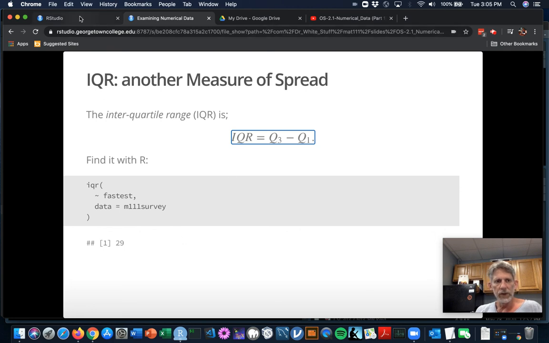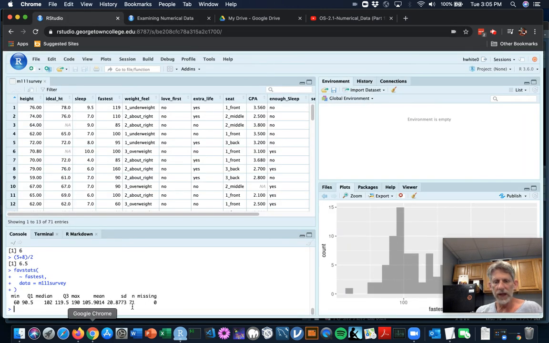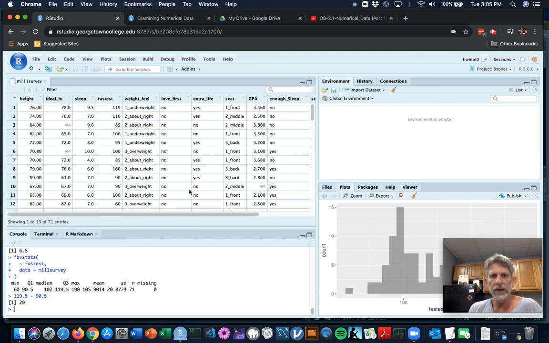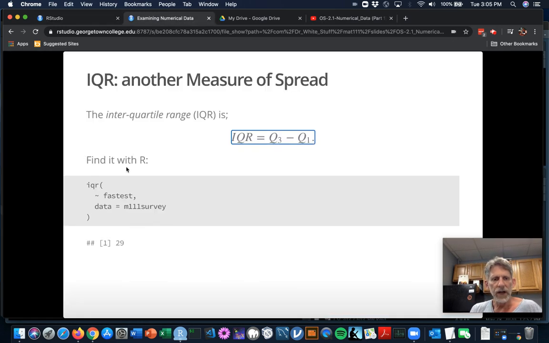And so if we're looking back in RStudio, if we wanted to find the inter-quartile range, we could take the third quartile, 119.5, subtract off the first quartile, and I'll try it down here like with a calculator, 119.5 minus 90.5, 29. But another possibility is, if we didn't have the first and the third quartile staring us in the face, we could just ask for IQR, parenthesis, twiddles fastest, comma, data equals M111 survey.